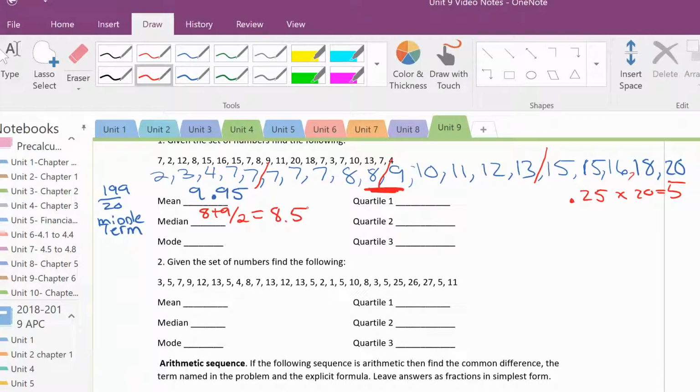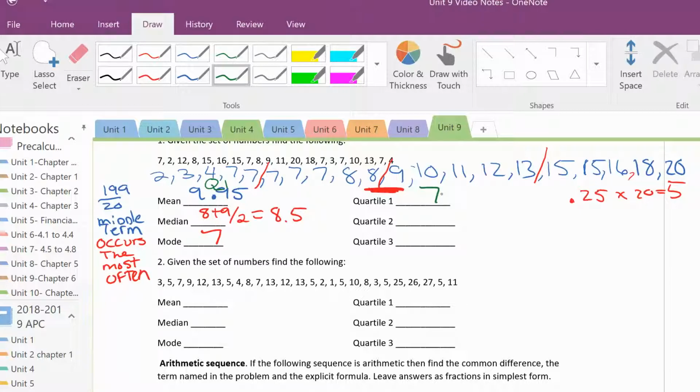That is the median. The mode is the one that occurs the most often. In this case, notice the number 7 occurs the most often. So quartile 1, you're looking for the top value in the first quarter. Here's quartile 1. This is Q1. The first top value is 7.